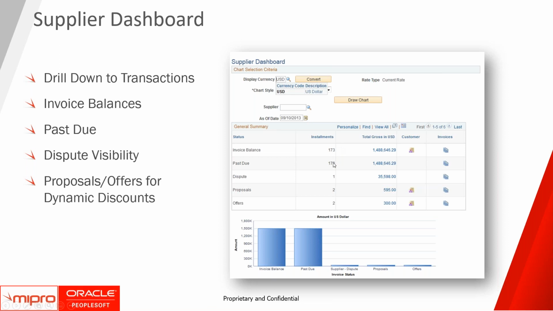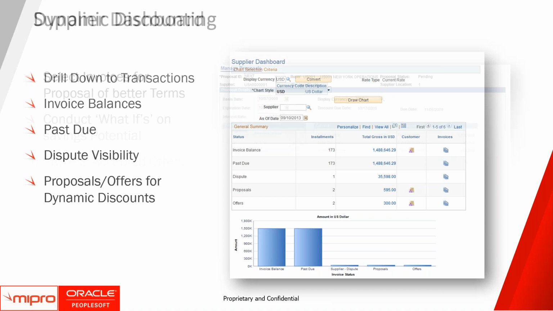But dispute information, proposals, offers through dynamic discounting. Again, I have the opportunity to drill into specific details. I can drill down to the invoice levels and be able to look at all of the transaction information that I need to process these.